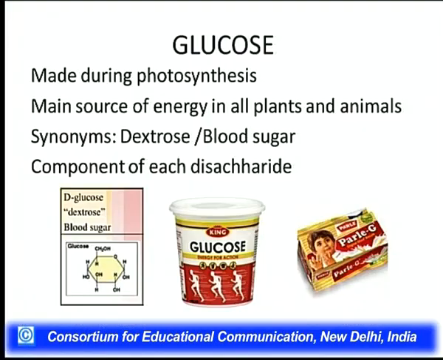in taste. So when we talk of glucose, glucose is one of the most important monosaccharides, because please remember it is made during photosynthesis, and it is the main source of energy in all plants and animals. It is also known as dextrose because it is dextrorotatory. That is, it will rotate the path of plane polarized light in the right hand direction. Then please remember, glucose is a blood sugar.